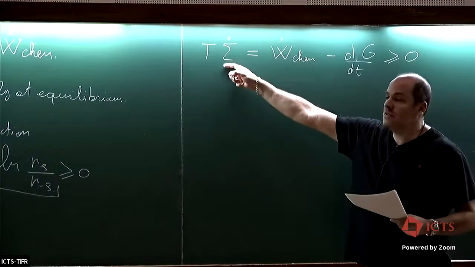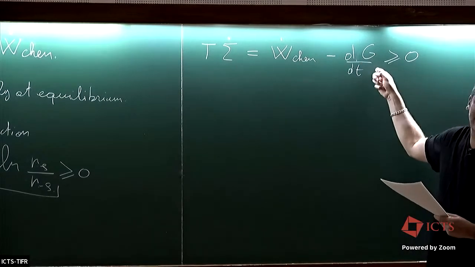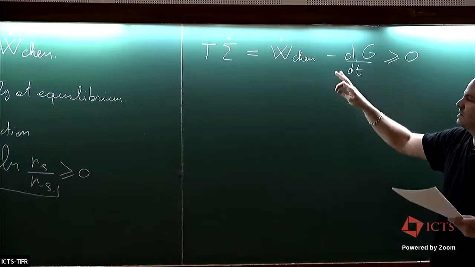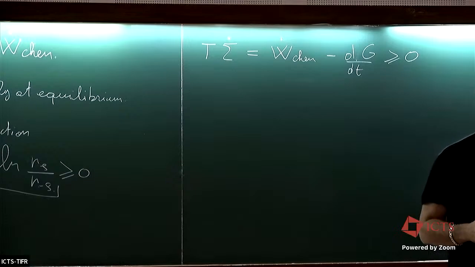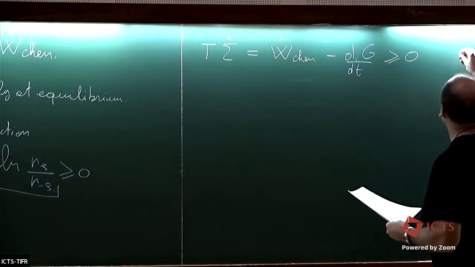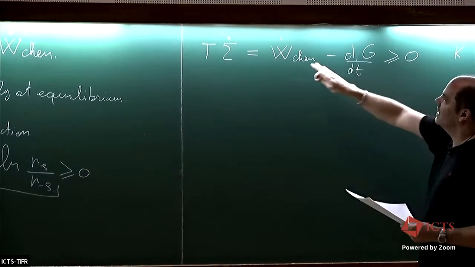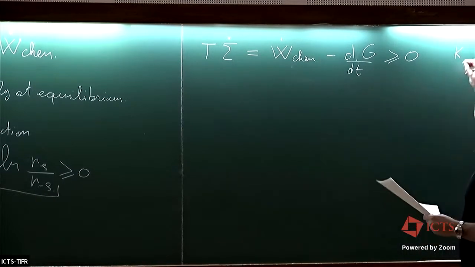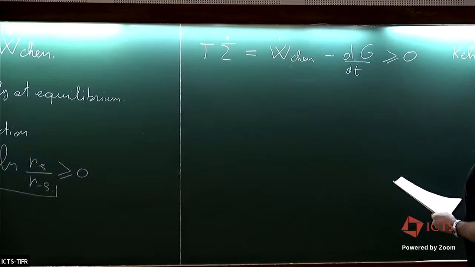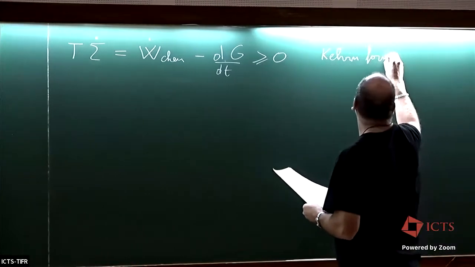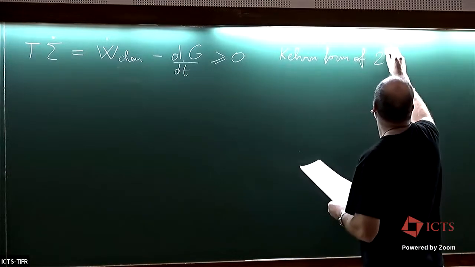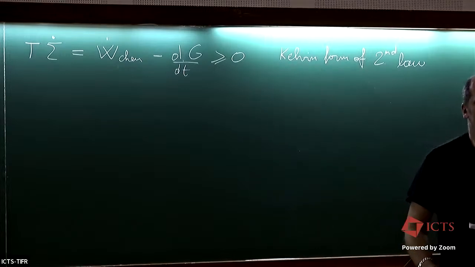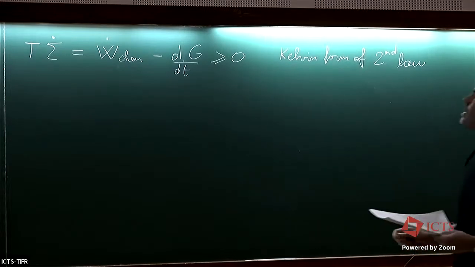Entropy production is work minus free energy. For those familiar with the formulation of the second law in thermodynamics, this formulation, which involves work and free energy, is sometimes called the Kelvin formulation. We will then also show the Clausius form in terms of heat and entropy.